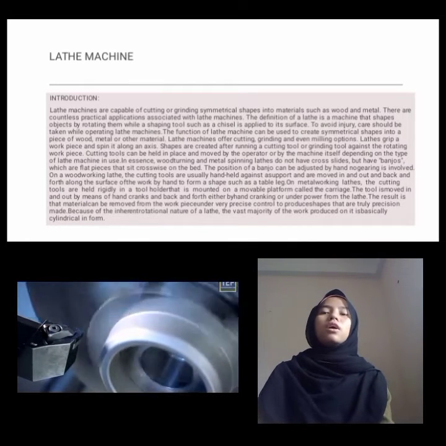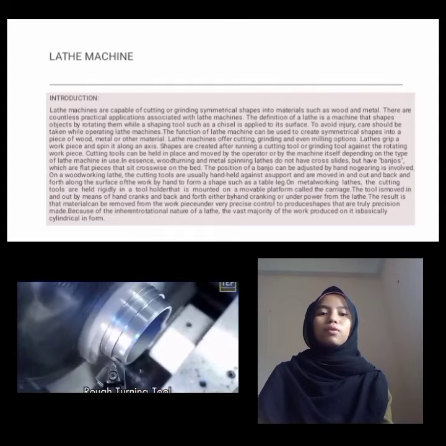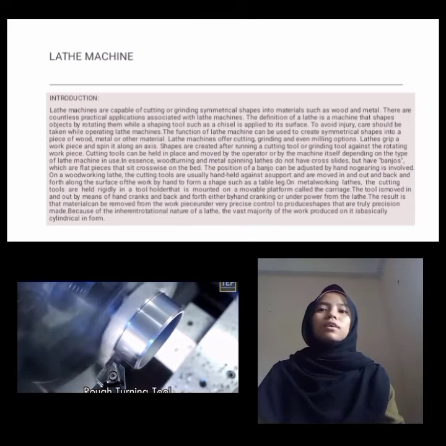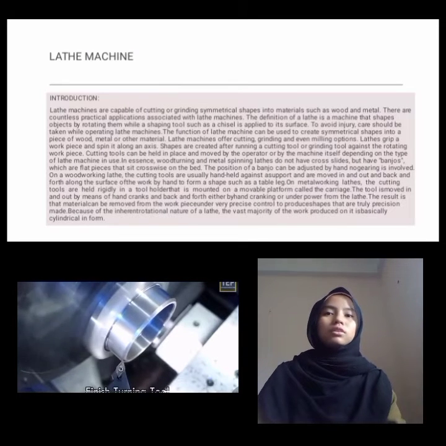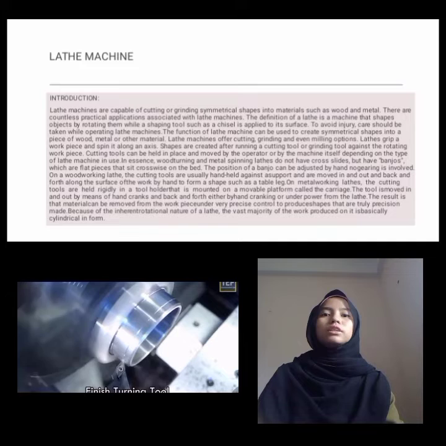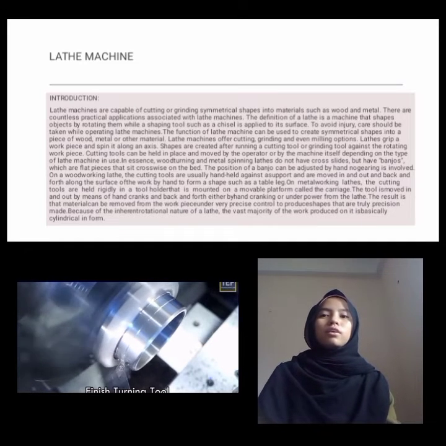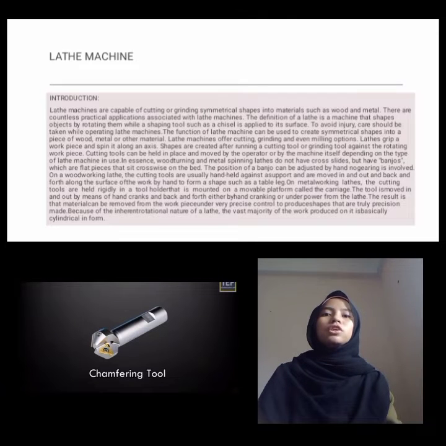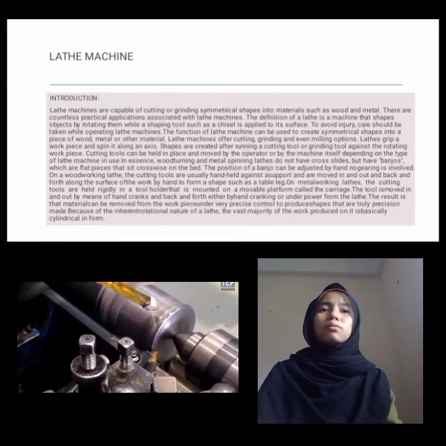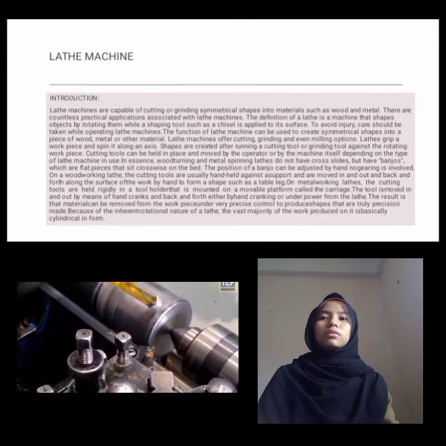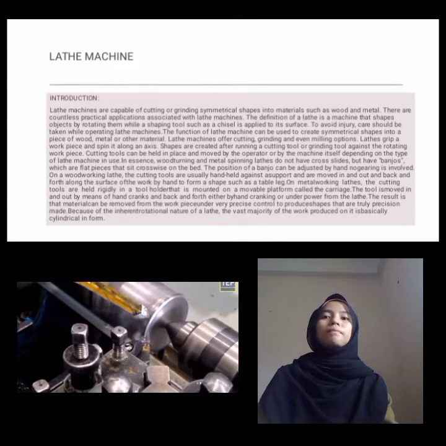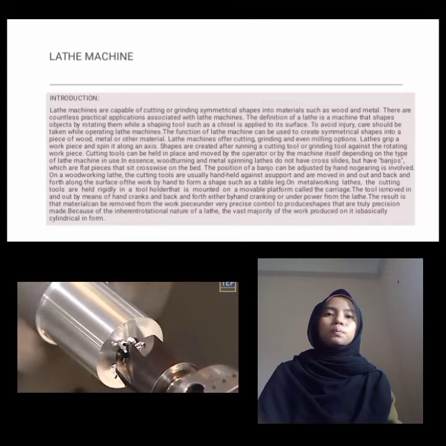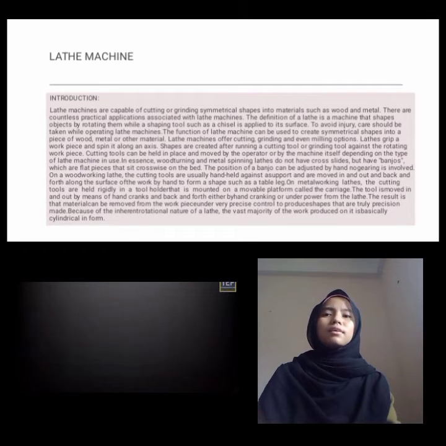Okay, the lathe machine, introduction. Lathe machines are capable of cutting symmetrical shapes into materials such as wood and metal. There are countless practical applications associated with lathe machines. The definition of a lathe machine is that it shapes an object by rotating it while a shaping tool such as a chisel is applied to its surface. To avoid injury, care should be taken while operating a lathe machine.